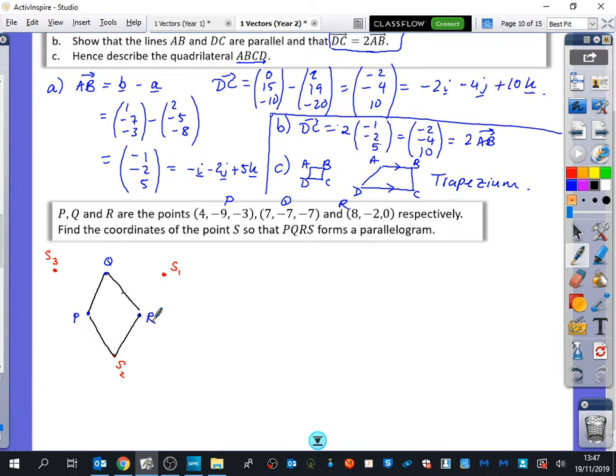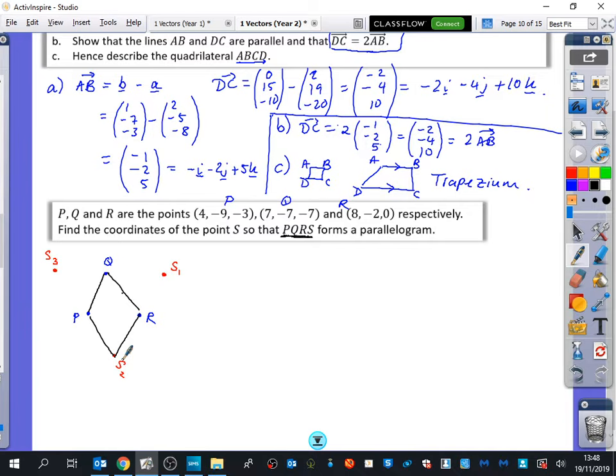Be careful, because if this question was worded differently, they may ask you to find all 3 coordinates. What could they change about the question that would mean that you have to find all of those coordinates of S1, S2, and S3? Yes, instead of saying PQRS, it could just say, find the coordinates of S so that all 4 points form a parallelogram. This one is interesting because the order of the letters forces us to go with S2 that we have down here. So the sketch is going to be really helpful.